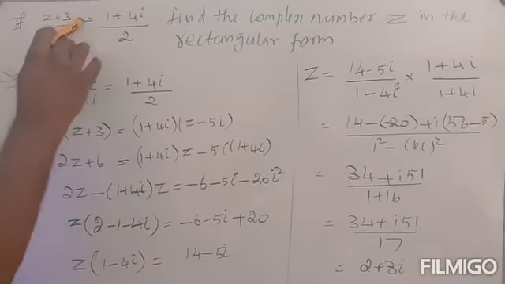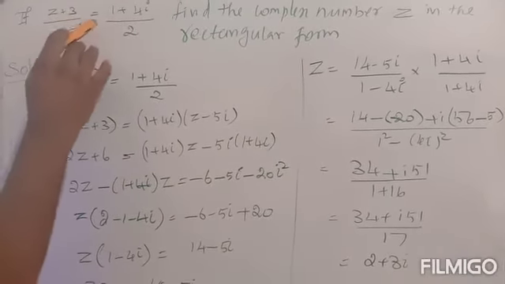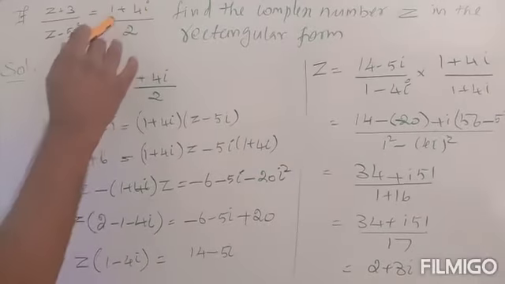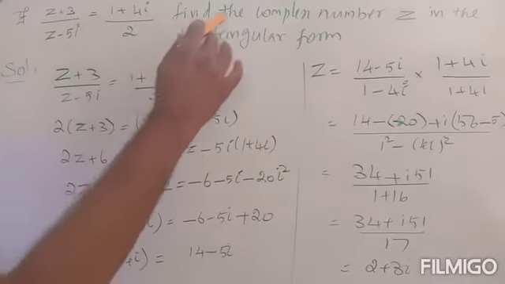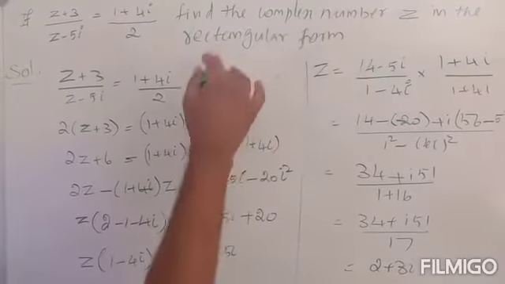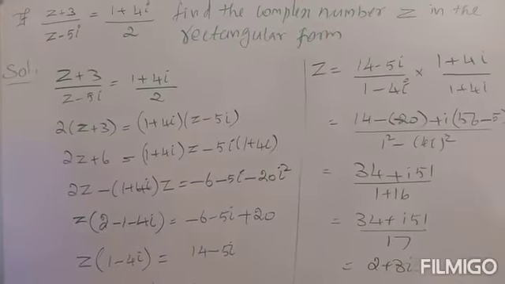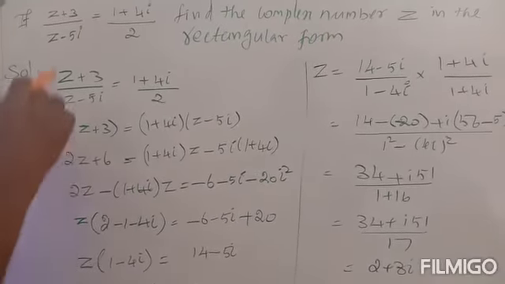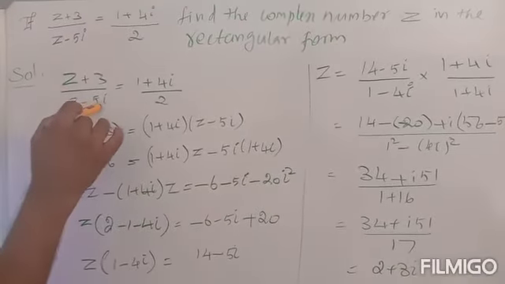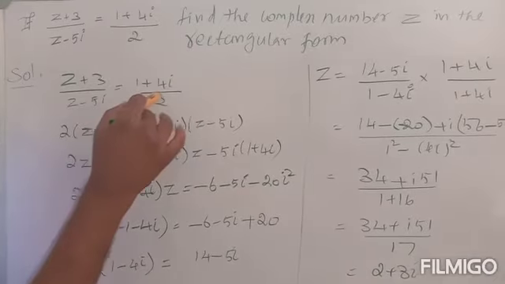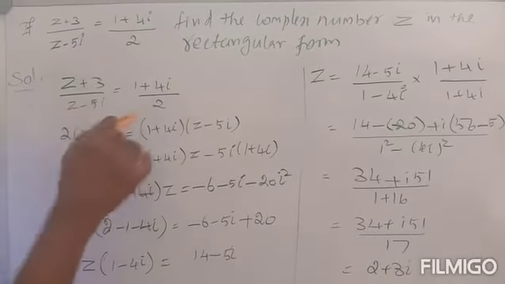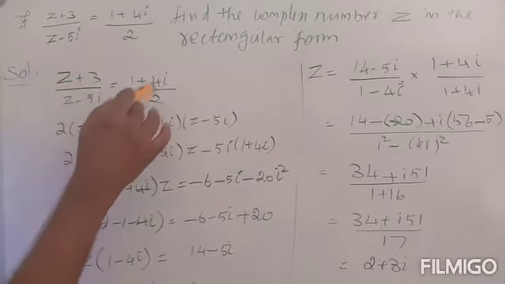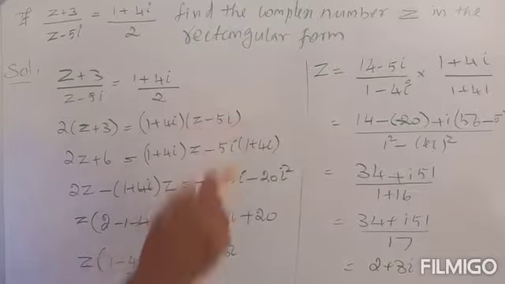If z plus 3 divided by z minus 5i equal to 1 plus 4i divided by 2, find the complex number z in the rectangular form. That is the question. Okay, so now the solution. Given z plus 3 by z minus 5i equal to 1 plus 4i by 2, we can use cross multiplication: 2 into z plus 3 equal to 1 plus 4i into z minus 5i.